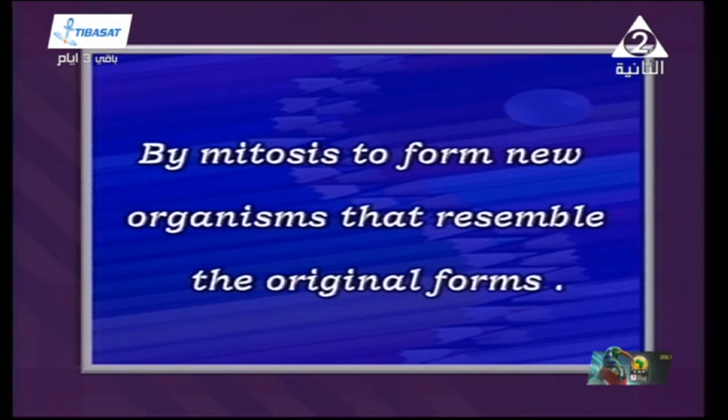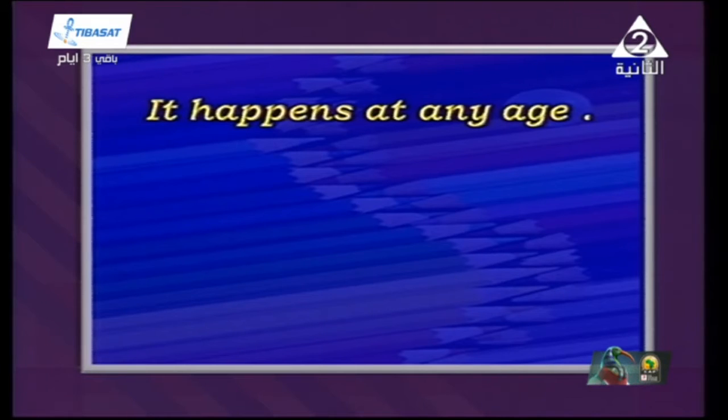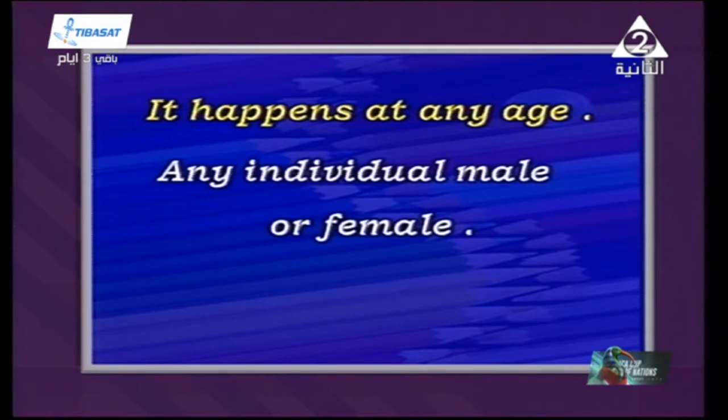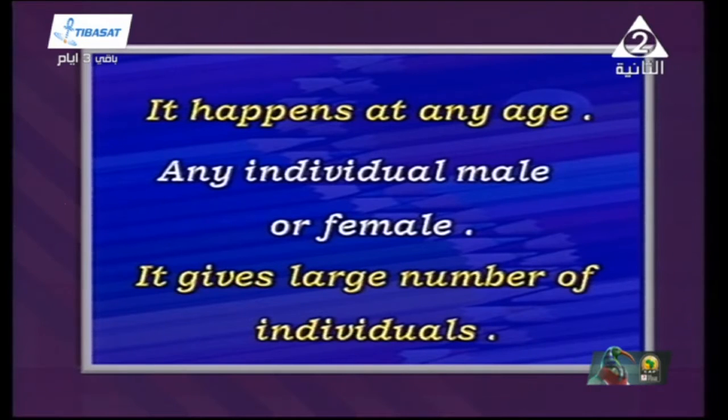And what about its importance? Let's figure it out. Number one, it happens at any age. For example, if you cut a part of a worm, this part gives us a new individual. This is called asexual reproduction. It doesn't need a specific age or maturity time as in sexual reproduction. Number two, it needs just one individual, not both male and female. And what else? It gives a large number of individuals.